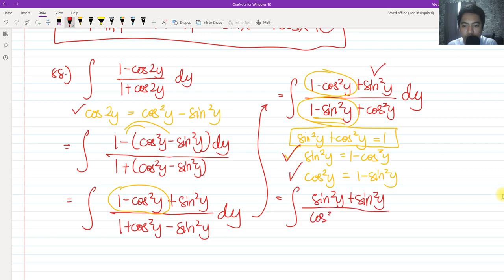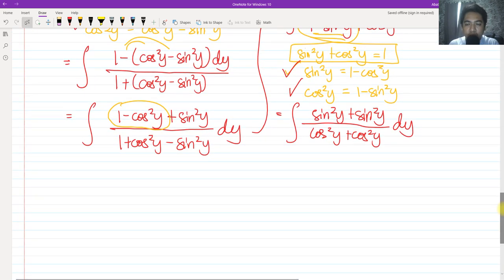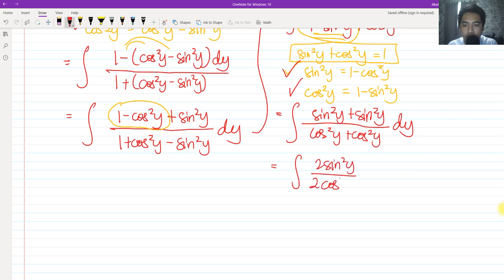So we have cosine squared y plus cosine squared y, and then we have dy. So these two terms can be added. Sine squared y becomes 2 sine squared y, all over the same denominator, 2 cosine squared y dy. But these twos will cancel, and of course we are left with sine squared y over cosine squared y dy.